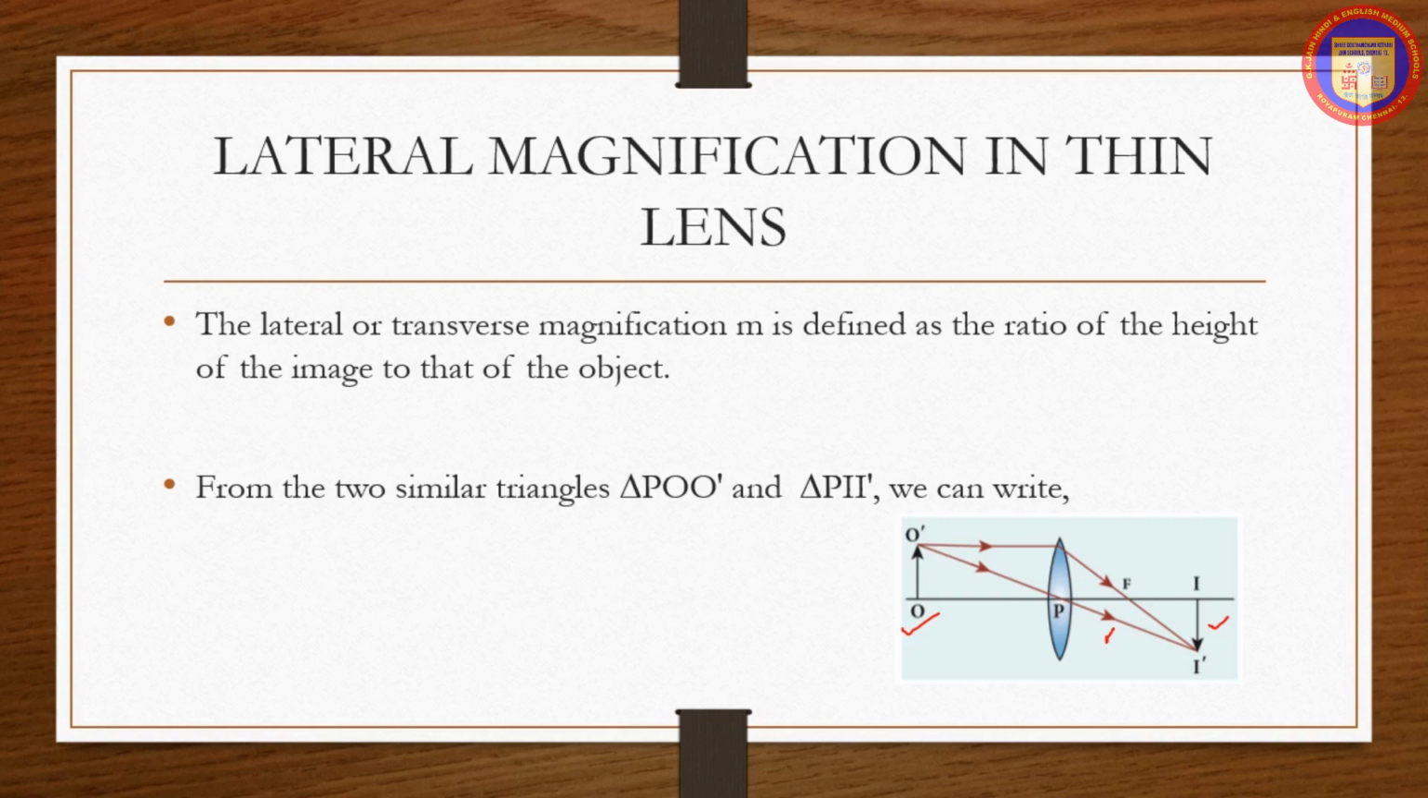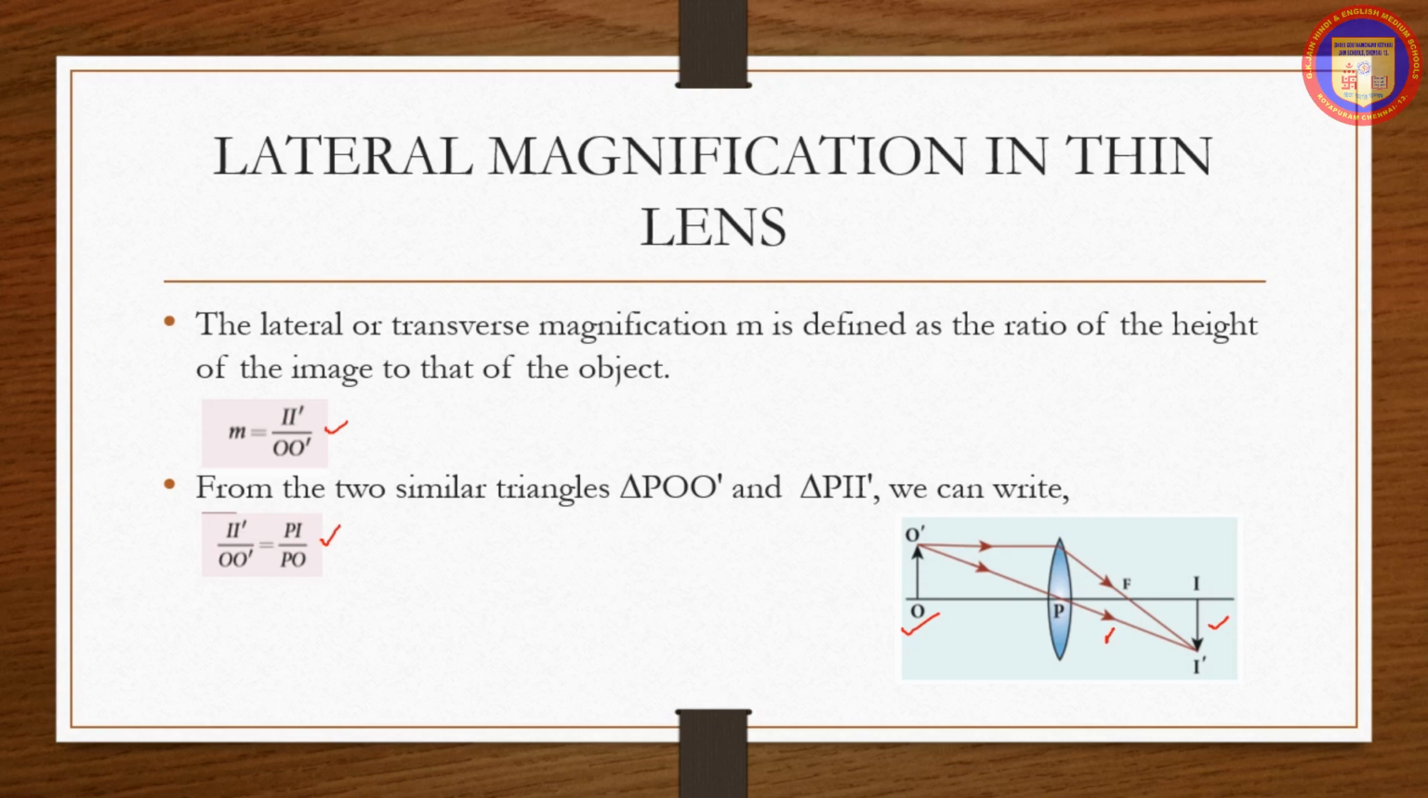The lateral or transverse magnification M is defined as the ratio of the height of the image to that of the object. That is, M is equal to I dash divided by O dash. From the two similar triangles PO dash and PI dash, we can write I dash divided by O dash is equal to PI divided by PO.